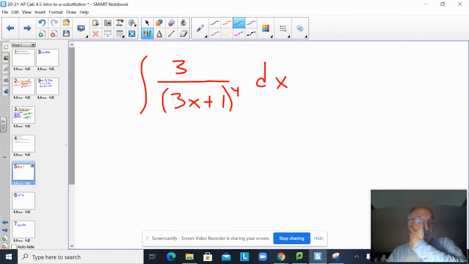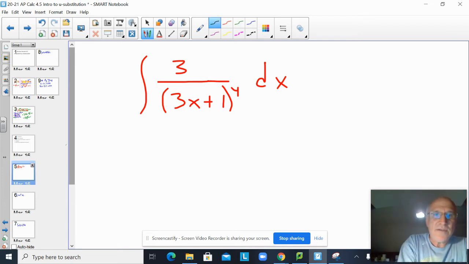All right. So I've got the integral of 3 over (3x plus 1) to the 4th dx. So again, do I have a part of the function whose derivative is also there? I think I do. And I'm hoping you already see it, that the part of the function 3x plus 1, the derivative of 3x plus 1 would just be 3, and that 3 is conveniently right there.